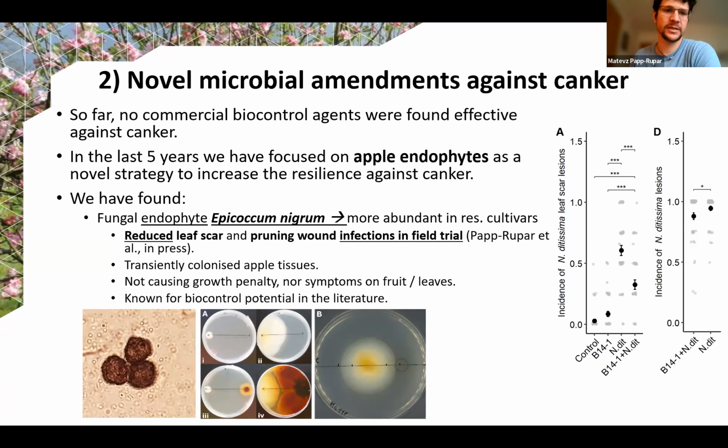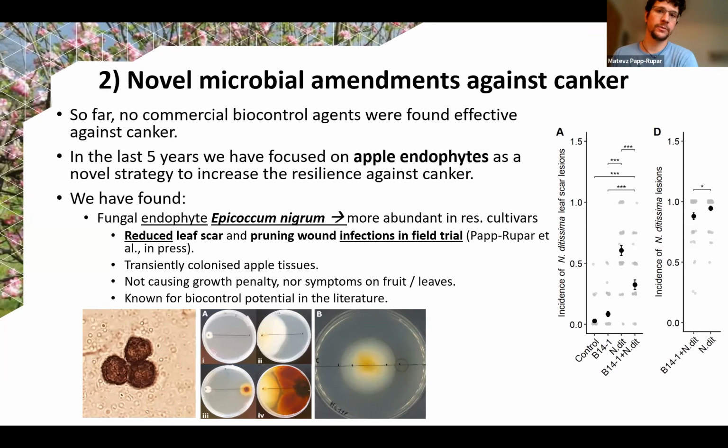So in the previous few projects, we found a fungal endophyte, Epicoccum nigrum, which was much more abundant in resistant than in susceptible cultivars. That was the first hint. And then we've run some field trials, which were quite successful, in which we put Epicoccum spores on the pruning wounds or leaf scars before Neonectria spores. We got about 50% reduction of infection rate, but it didn't really colonize apple in the long run. So even though it was found as an endophyte living within the tree, it's not a very good colonizer.